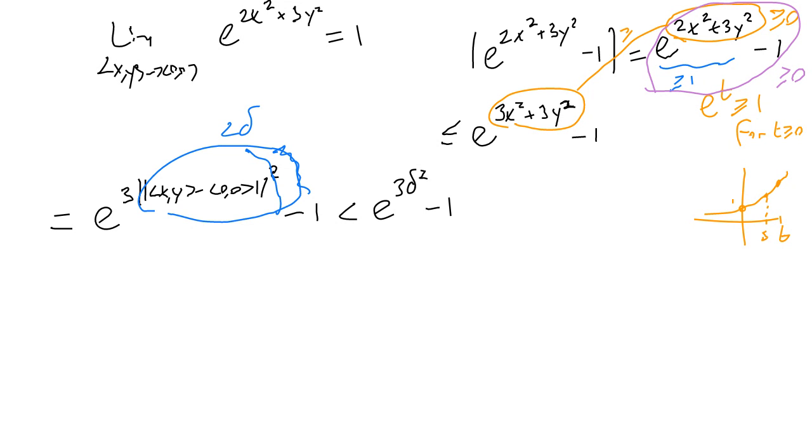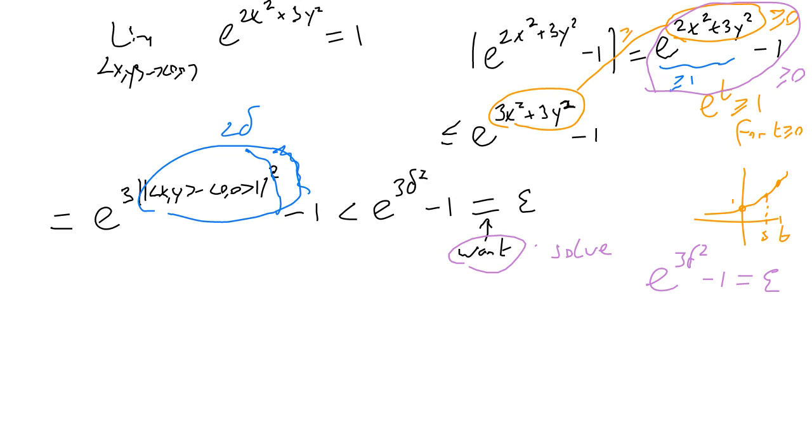So now we need to figure out what our delta should be given our epsilon. What we would like is for this to be less than epsilon, because then we are in business, because then this thing is going to be less than epsilon. So this is what we want. And now, to get what we want, we just have to solve this equation that we have over here. So to get that, we solve the equation where e to the power 3 delta squared minus 1 is equal to epsilon.